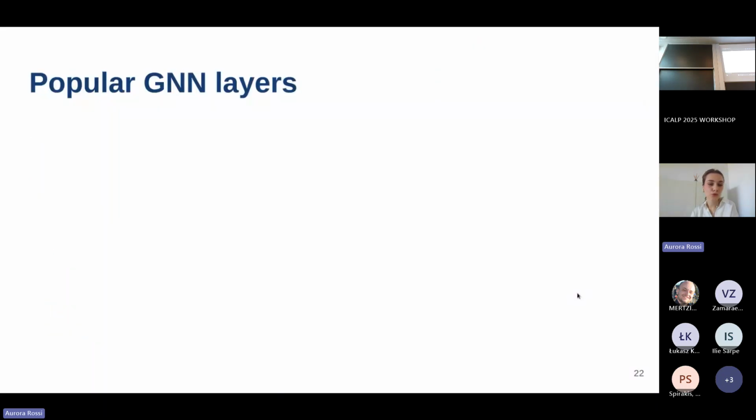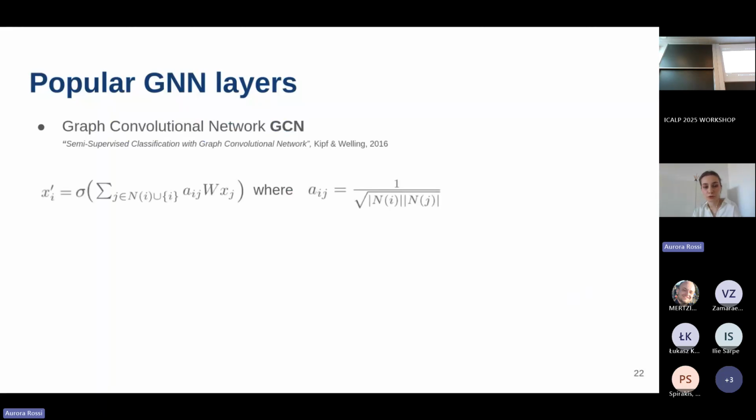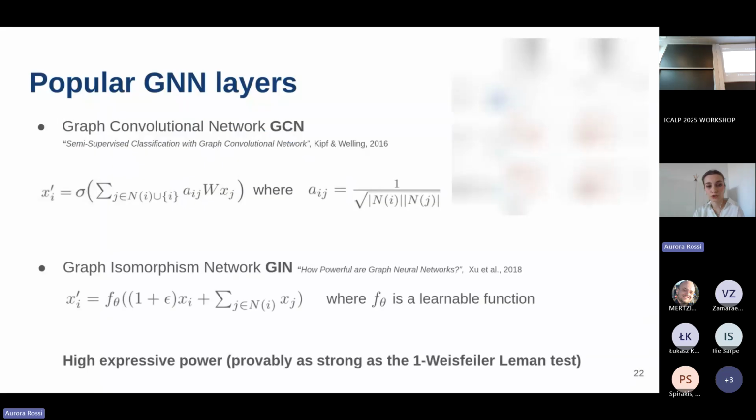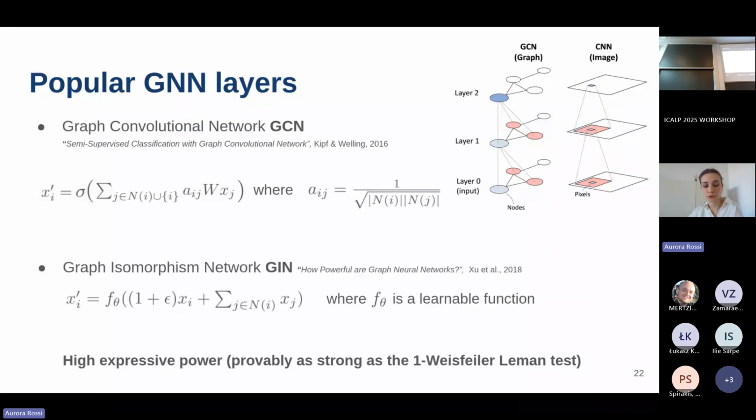Now I will show you the two most popular graph neural network layers. The first one is the graph convolutional neural network, and the second one is the graph isomorphism network. The second one is more expressive than the first one, and is as strong as the Weisfeiler-Lehman test. And the first is inspired by the CNN, which is a model for images.